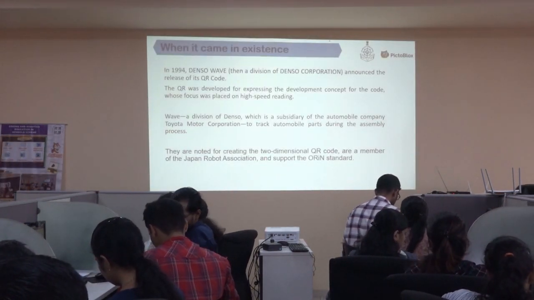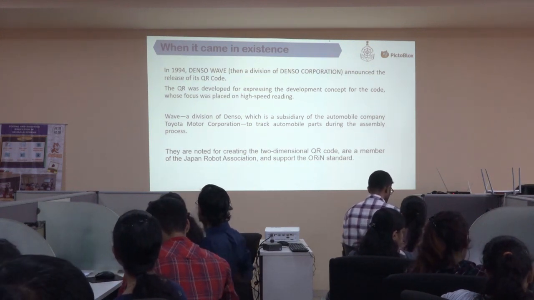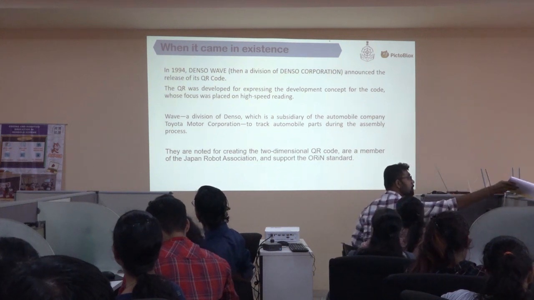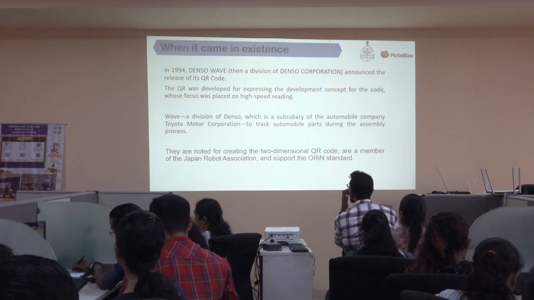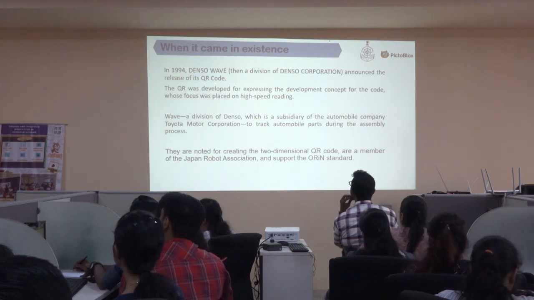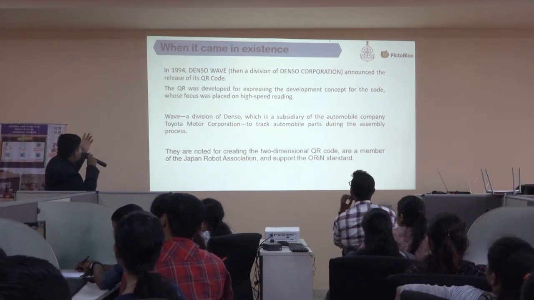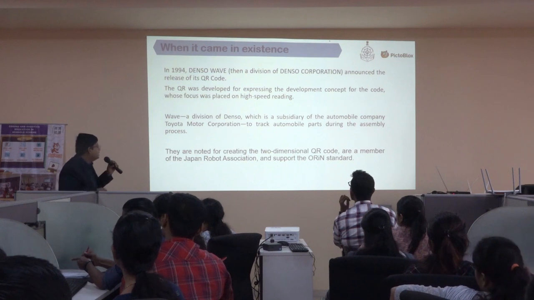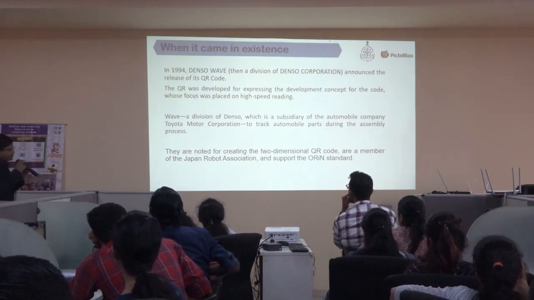Now, when it came into existence is also very important, because when we are working on the present, you should know a little about history. It was developed in 1994 by Denso Wave, a division of the Denso Corporation. The QR code was developed with a focus on high-speed reading. They are noted for creating the two-dimensional QR code and are a member of the Japan Robot Association.